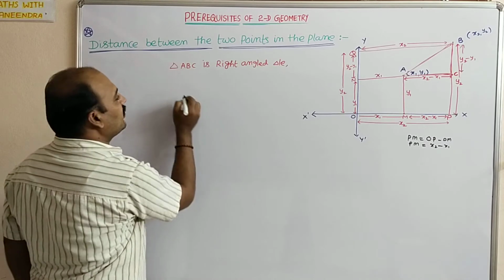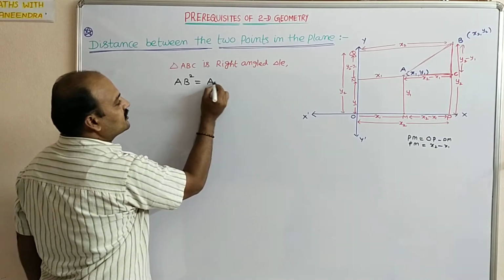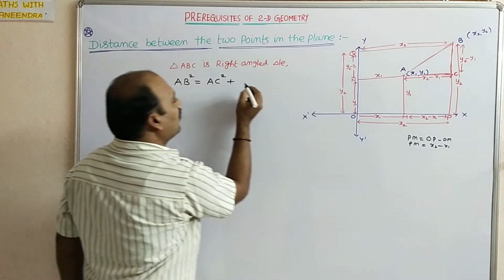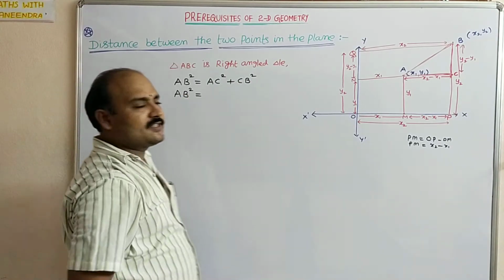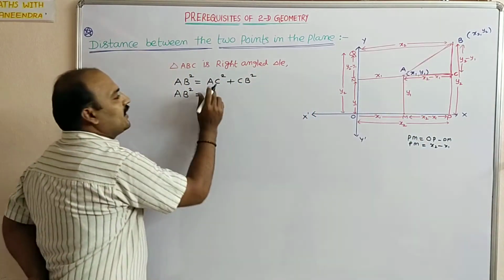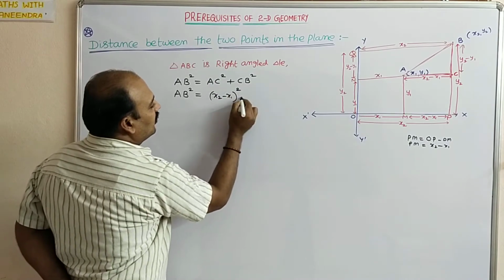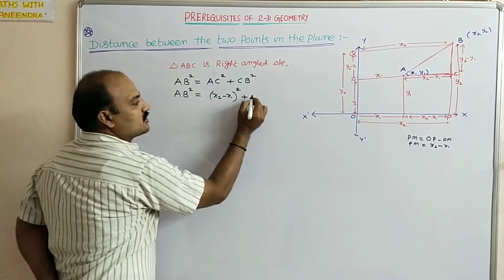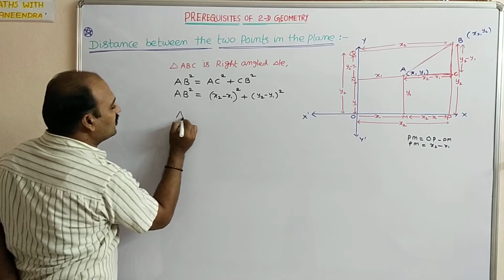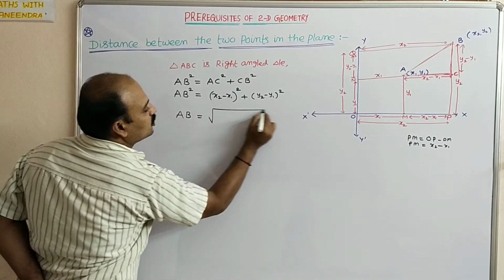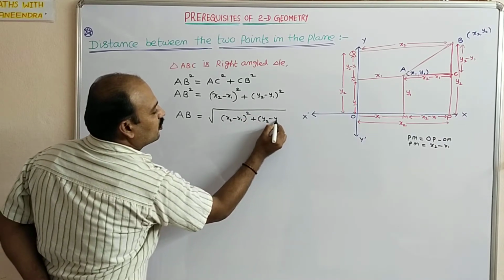Whenever it is a right angled triangle, it follows the Pythagoras theorem. So according to that, AB square is equal to hypotenuse square, equal to the sum of the squares of the remaining sides: AC square plus BC square. AB square means the distance between these two, squared. AC means x2 minus x1 whole square, plus CB means y2 minus y1 whole square. But I want only AB. So if you remove the square, it becomes the square root of x2 minus x1 whole square plus y2 minus y1 whole square.